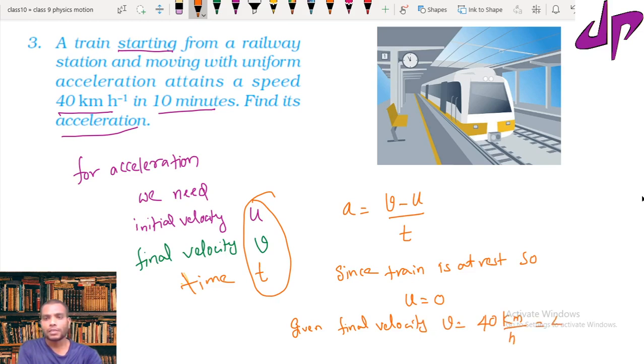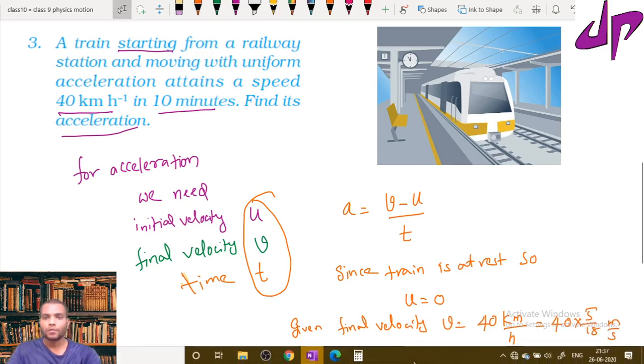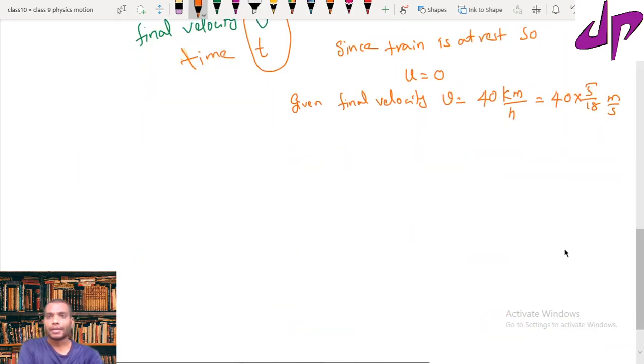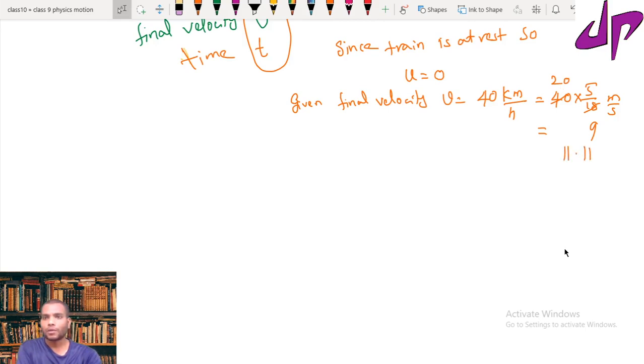So we will convert this into meter per second by multiplying 40 times 5 by 18 meter per second. You can cut down the 5 and the 20, and if you do the simplification, the answer you will get is 11.11 meter per second. So this is the final velocity, and then time.